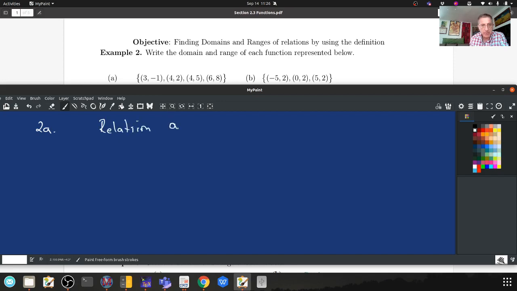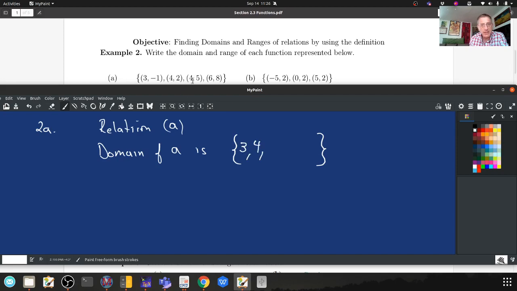That's an appropriate name to call it. So the domain of A is, well, it's a set. Go back to the definition. It's a set. It's going to be a small set of all of the first element values. So 3 is in there. 4 is in there.